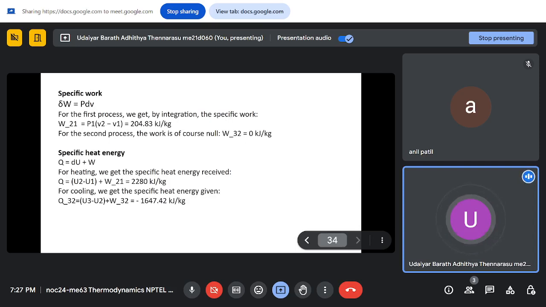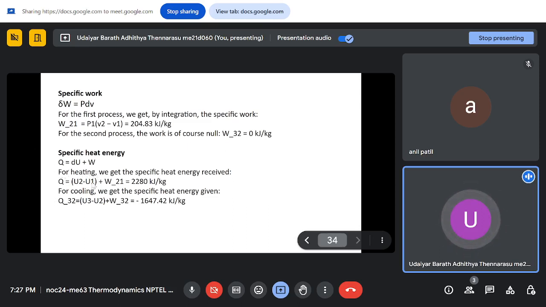Then we need to find the work done and the heat transfer. Work done is nothing but P dV, and for the second process 2 to 3 it will be 0 because it's a constant volume process. So pressure times change in volume will come out to be 204.83 kilojoule per kg. Pressure is known, 10 bar, and the specific volume I already calculated. So this is the specific work, 204.83 kilojoule per kg, and again the second process is 0 kilojoule per kg.